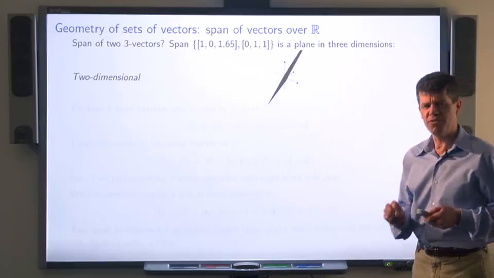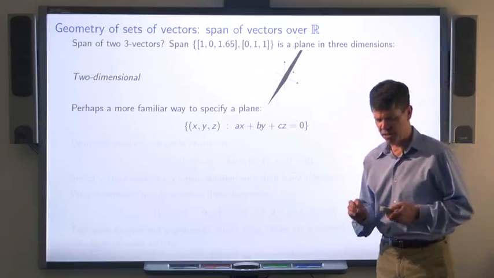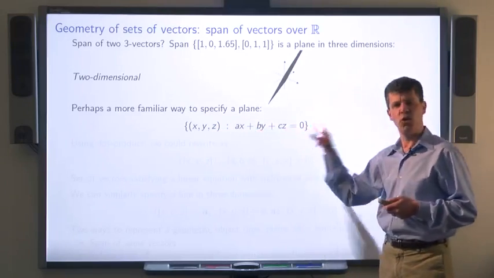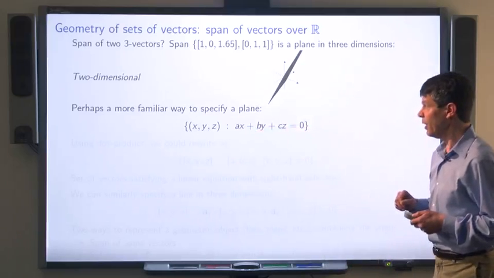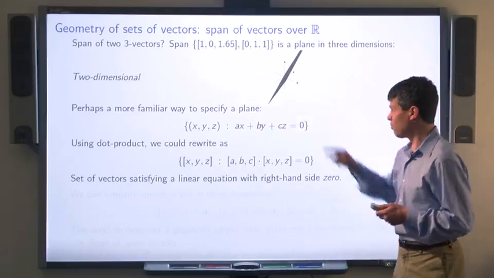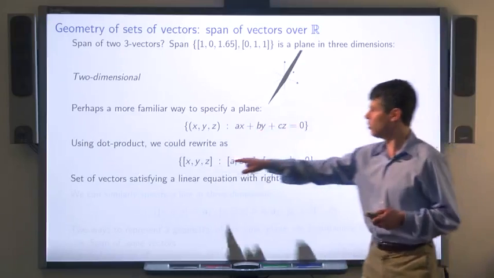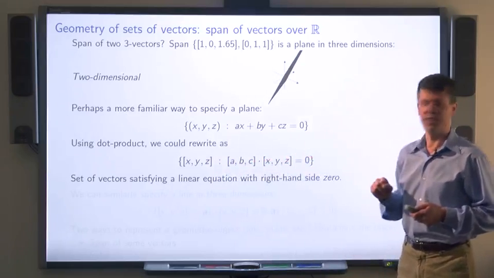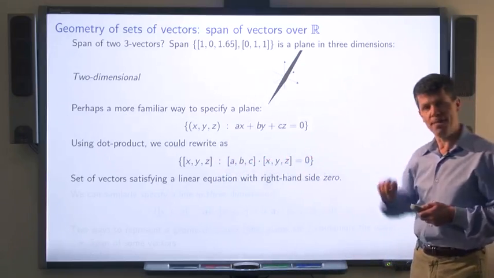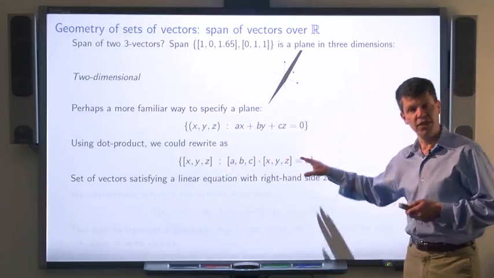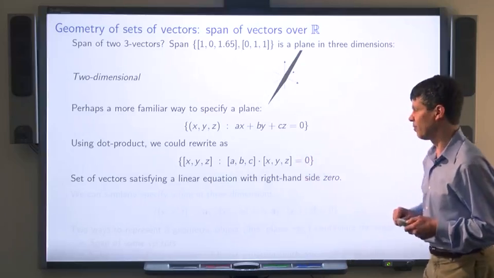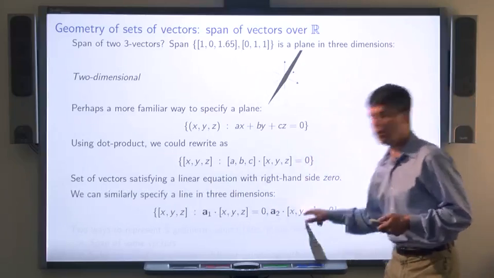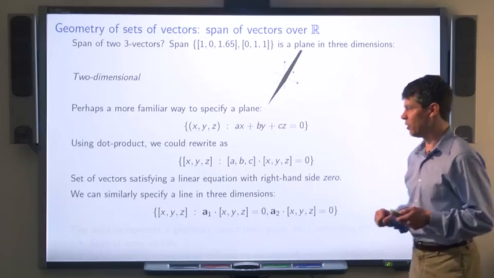There's a more familiar representation of planes, which is this, the set of triples x, y, z satisfying an equation of this form. Now, we can use vectors to represent the same equation. So the set of vectors x, y, z such that this dot product is equal to 0. So we're describing a set of vectors using a linear equation with the right-hand side of 0. We can similarly describe a line in 3 dimensions by using 2 equations with right-hand sides equal to 0.